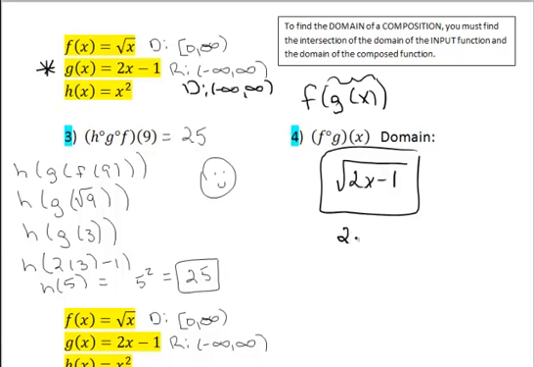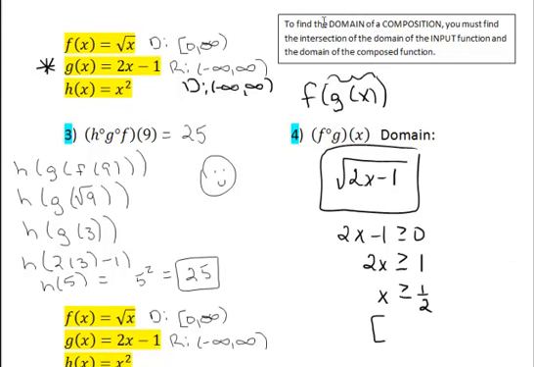So you say 2x minus 1 must be greater than or equal to 0. Add 1 to both sides. So 2x must be greater than or equal to 1. Divide both sides by 2, so x is greater than or equal to 1/2. And if you were to write this in interval notation, it would be 1/2, including 1/2, to infinity.